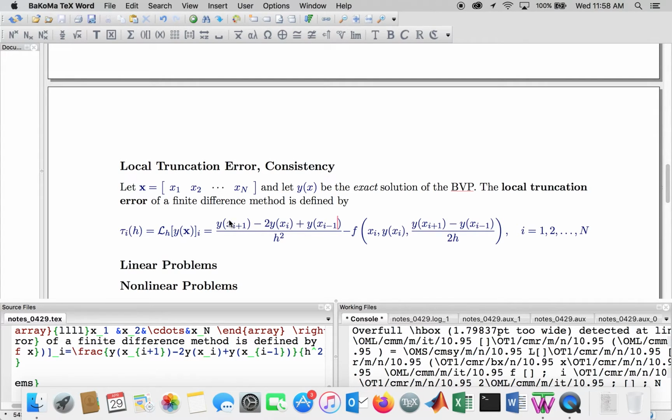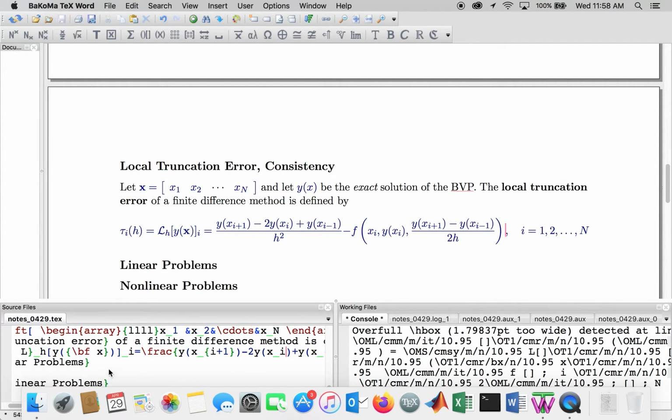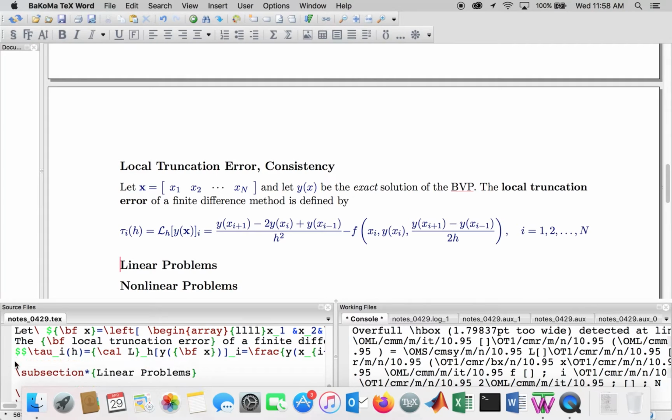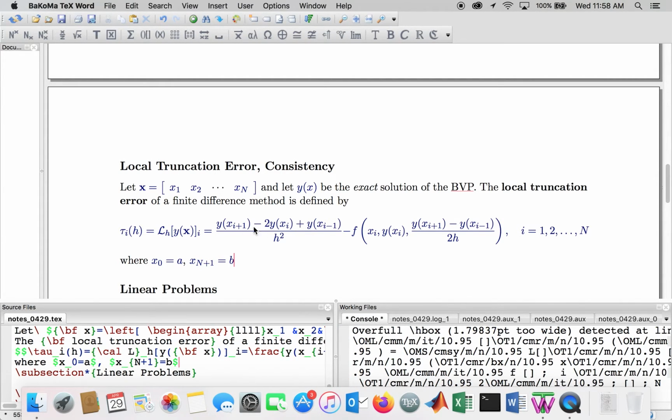Now, the computed solution, when substituted in here, will have all of this equal to 0. But with the exact solution, there will be something left over, and that something is the local truncation error. I need to make a note here that x naught will come up when i equals 1, that is equal to a, and x_{n+1} is equal to b. So the boundary values can be taken into account when i equals 1 or i equals n.